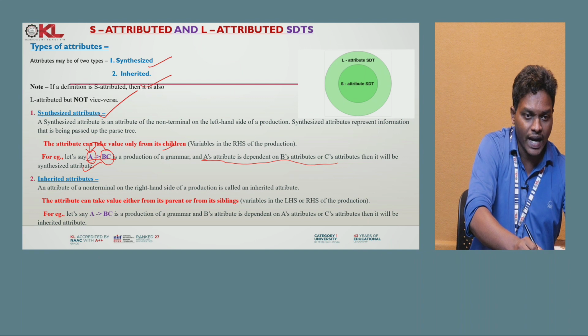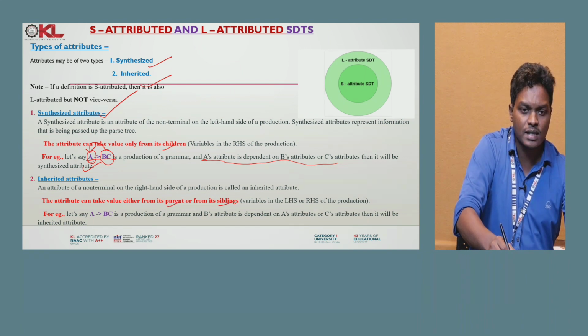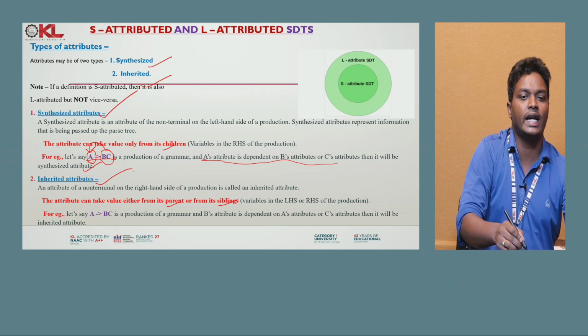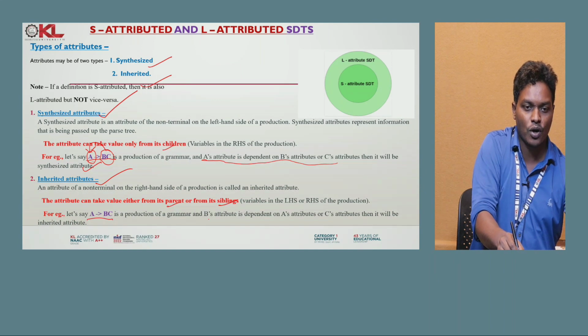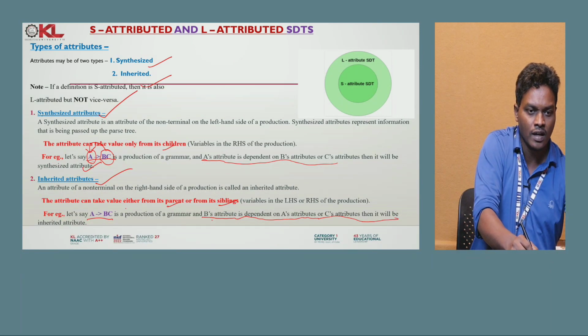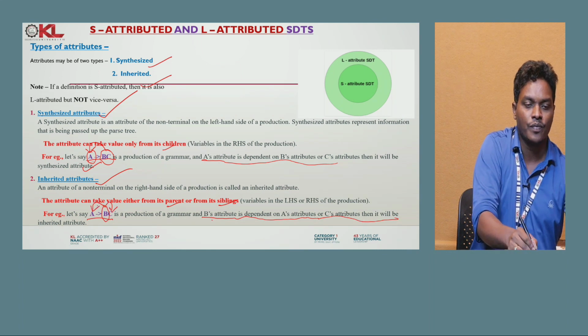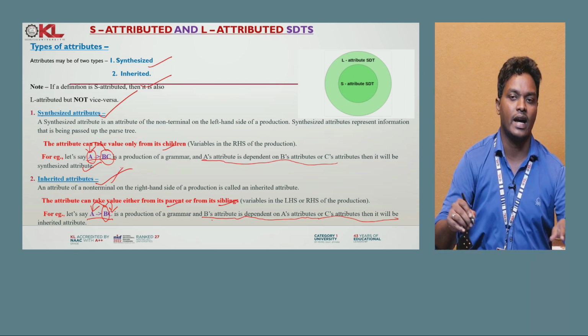Next, if an attribute takes a value from its parent or from its siblings, it is called an inherited attribute. For example, see here, A tends to BC is a production grammar where the B attribute is dependent on the A attribute or the C attribute. So B attribute is dependent on C attribute or else A attribute. If this is the case, then it is called an inherited attribute.